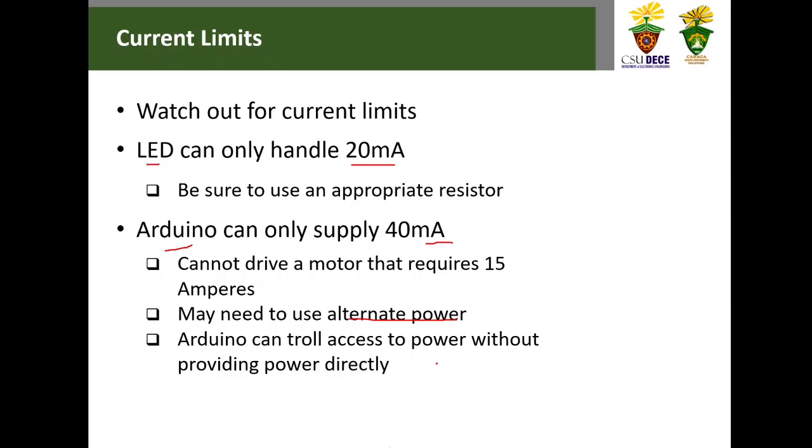We can use a switch or relay from the Arduino, then connected to the relay and the battery, so that the Arduino can still control the connection between the battery and the alternate supply. So you do not connect the Arduino directly to the device if it exceeds 40 milliamps. You need to put an interface in between. So we must consider these current limits.